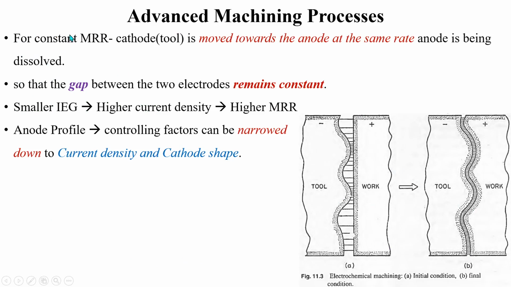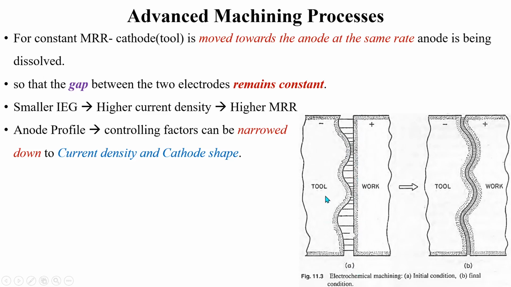Now, for constant material removal rate, the cathode is moved towards the anode at the same rate the anode is being dissolved. You know that the anode material, that is the workpiece material, is continuously getting dissolved into the electrolyte. So what we have to do is move the tool towards the anode at the same rate the material is being dissolved, so that we can maintain a constant gap between the tool and the workpiece. So the exact profile of the tool can be replicated on the workpiece material.